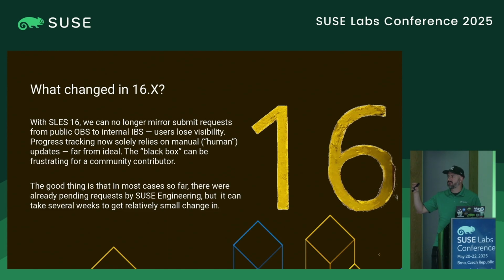And mostly, based on maybe the last 10 requests that I processed, there was always a pending submission already from somebody from SUSE. Python Paramiko by Georg was already open like 30 days ago. It was just not accepted yet, which is another struggle with 16. These requests take very long to actually get accepted.